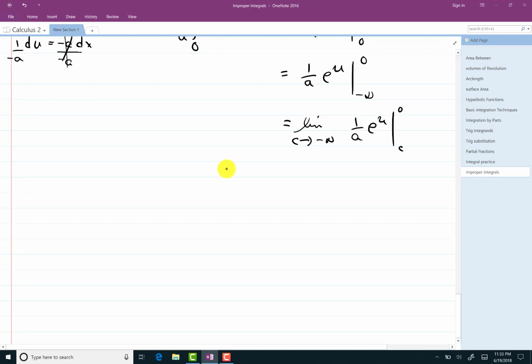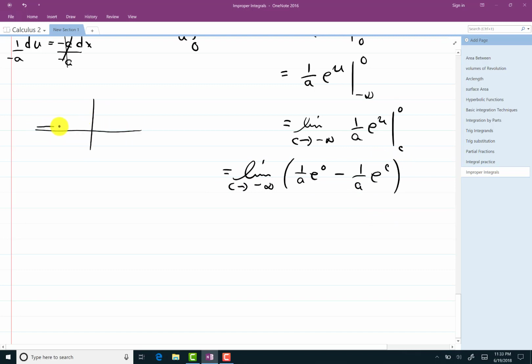Now let's throw our numbers in. I will have 1 over a e to the 0 minus 1 over a e to the c, but c is the one doing the moving. If c is going to negative infinity, remember the graph of e to the x, just a real quick graph of e to the x goes like this. Let's say that's y equals e to the x. I mean, as x goes to infinity, it shoots off to infinity big time. But as x goes to negative infinity, that piece goes to 0.